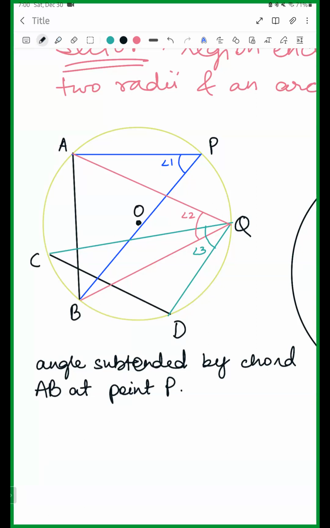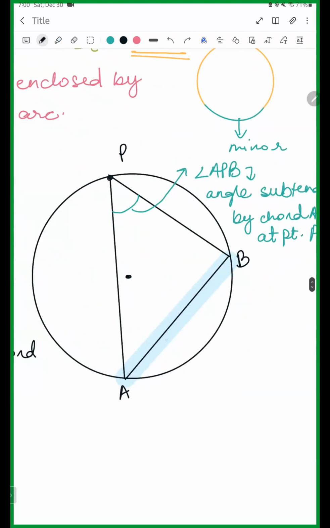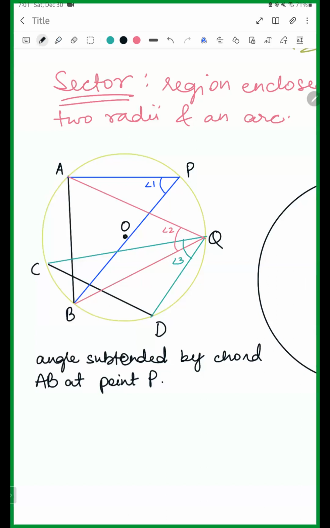No. You should tell me which angle it is. See, there are plenty of angles over here, right? To make things easier for you, I have just named the angles, angle 1, angle 2, and angle 3. And I have given them different colors so that it's easier for you to identify. Over here, we saw that the chord AB was subtending an angle at a point P, and that was this angle. We named the angle, right? So similarly, what you have to do over here is tell me the name of the angle subtended by this chord AB. Let me highlight the chord for you. This chord AB at point P.